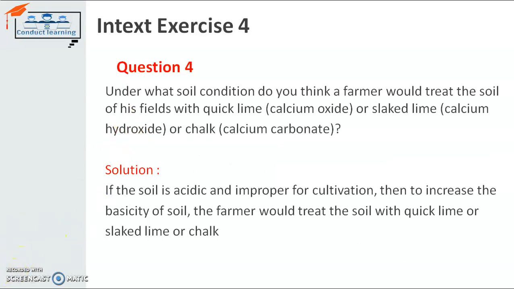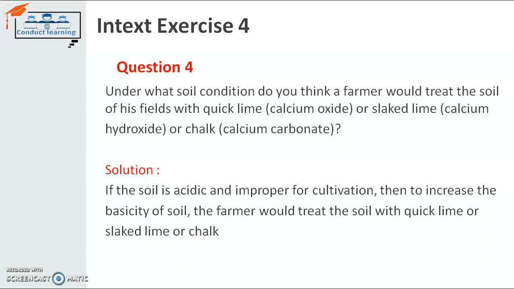Under what soil condition do you think a farmer would treat the soil of his field with quicklime, slaked lime and chalk? From the question we can understand that the treatment of the soil is done by quicklime, slaked lime and chalk. Quicklime is calcium oxide, which is a metal oxide. Calcium is a metal, and oxide is the oxide of the metal. Slaked lime is calcium hydroxide, which is also a metal with hydroxide ion, and chalk is calcium carbonate.